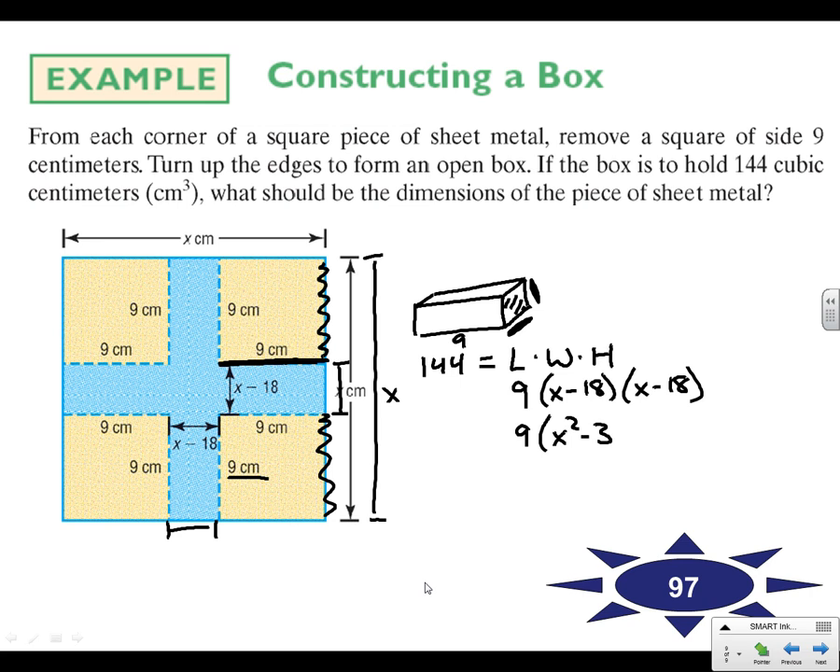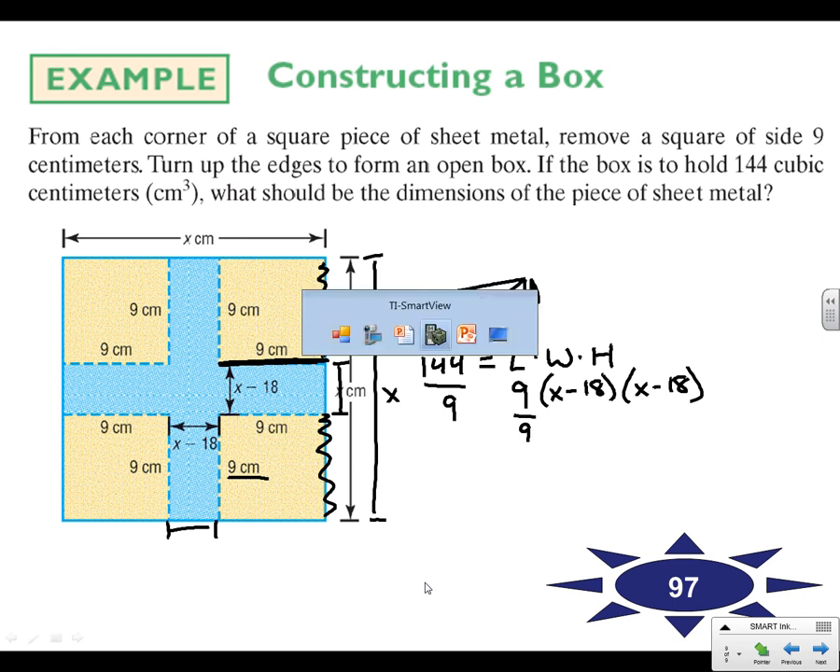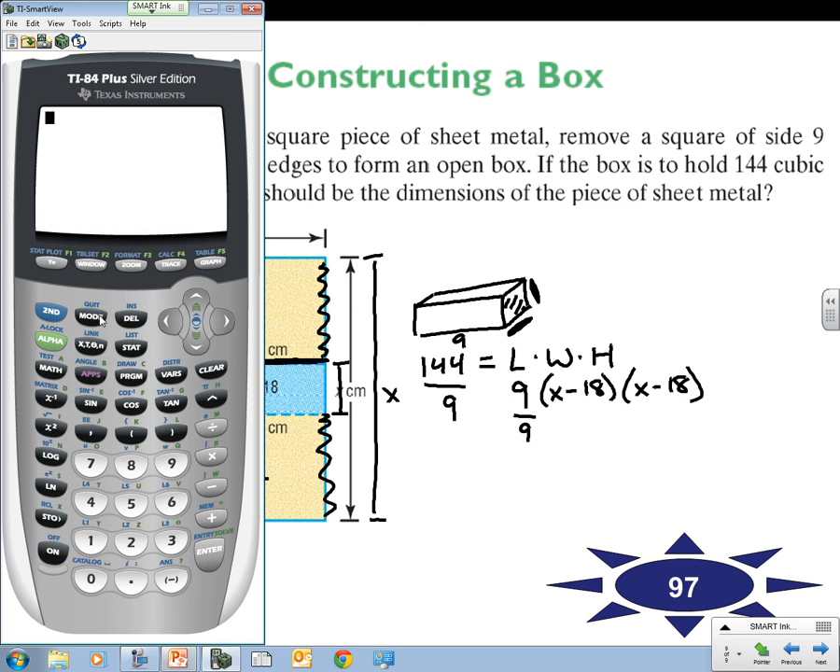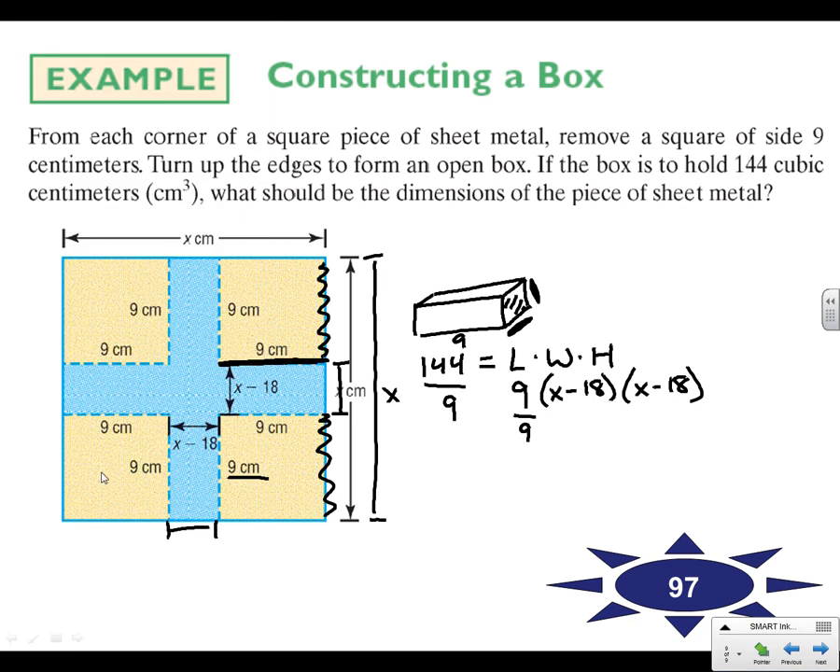You know what? Making it too hard. Sorry, forgetting my steps. Let's divide by 9. First, make it a little simpler on ourselves. Got the calculator open here. Might be able to do that in your head, but if not, 144 divided by 9 turns out to be 16. So now we have 16 equals x minus 18. And hey, there's two of them, so squared. Look at this. Let's bring this home. Square root both sides. Plus or minus 4 equals x minus 18.